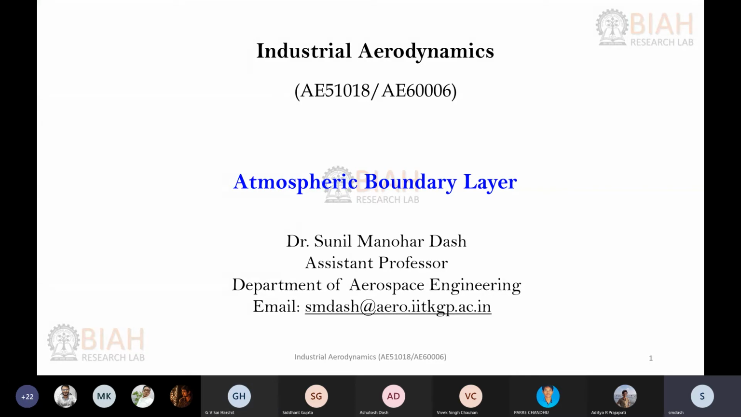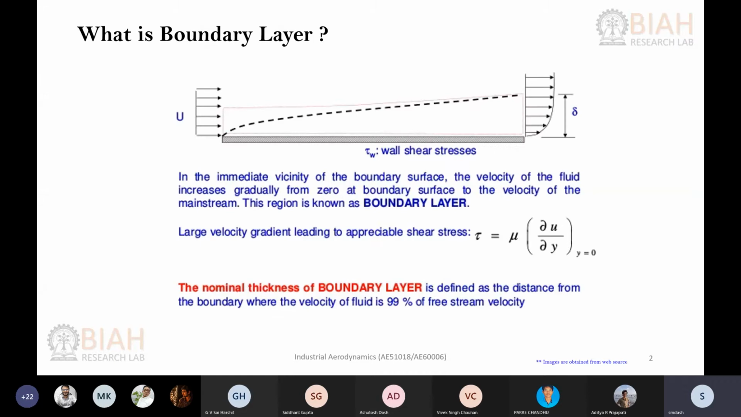So atmospheric boundary layer is the next chapter. It again deals with the atmosphere in general. We are not yet seeing the application of the wind or wind energy harvesting, which will be more interesting from the industrial viewpoint. We are still studying about the wind. So to begin with, let's say what is boundary layer.